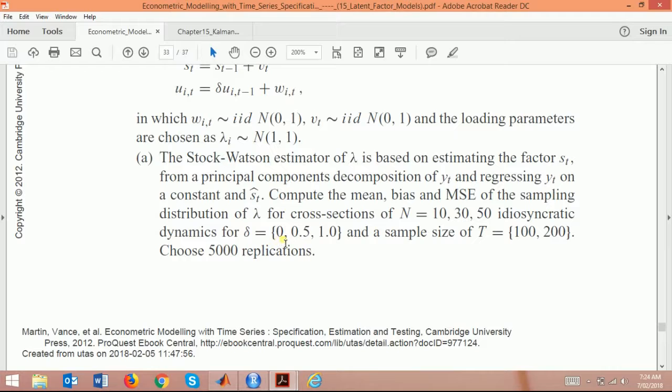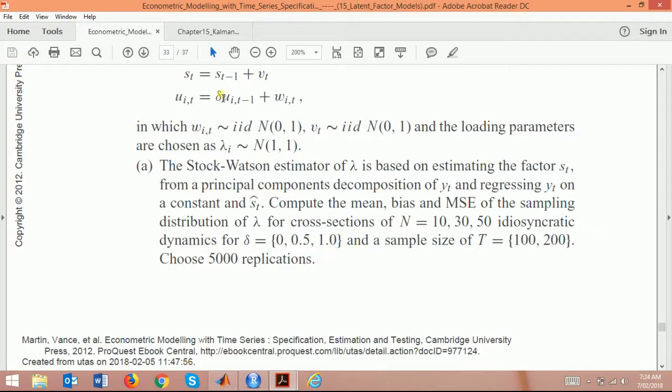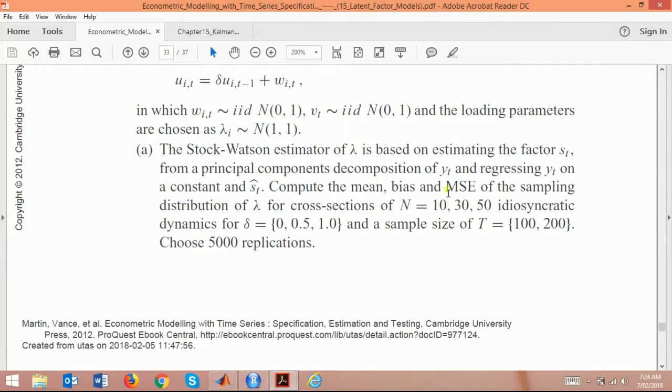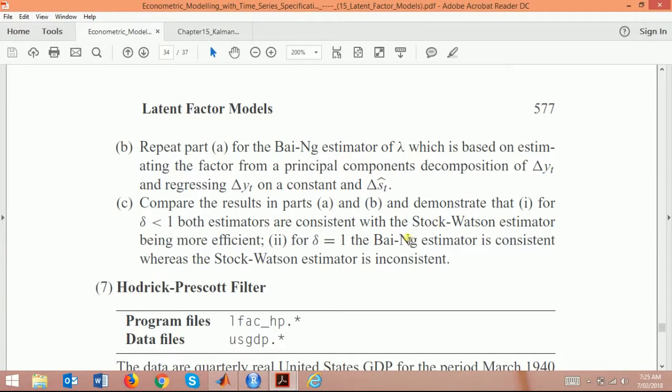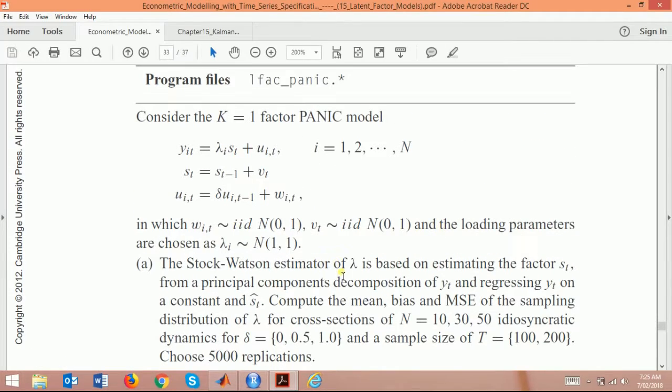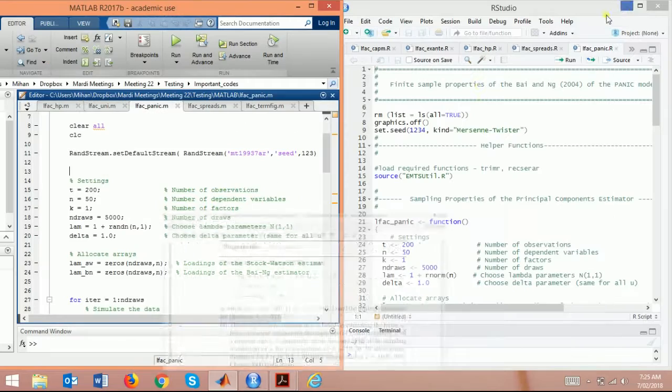So this one is delta, which specifies the stationarity condition according to the equation, right? It must be within the unit circle to be stationary. As long as delta is stationary, it is fine. As delta increases, maximum mean square error increases. Delta is less than 1, it is stationary. As soon as delta becomes 1, then it's non-stationary, and maybe by NG is better than Stock-Watson. So that's what we are gonna test.